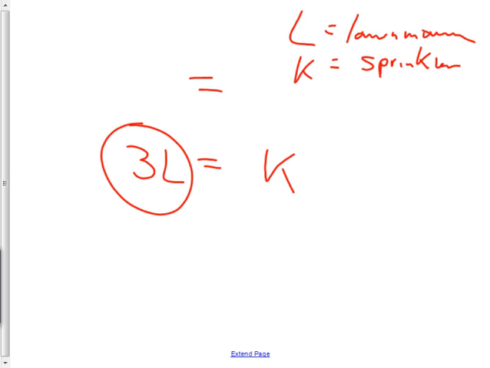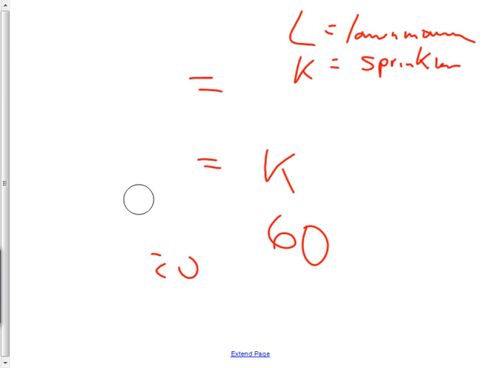Like let's say that this was 60 sprinklers, then L would be 20. It's backwards of what you'd think. Be honest, how many of you thought it was 3L equals K? All right. How many of you knew it was 3Ks equals an L? All right, good job. So it's 3Ks equals an L.